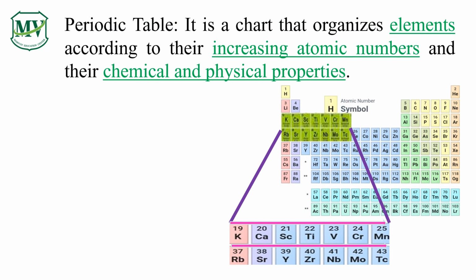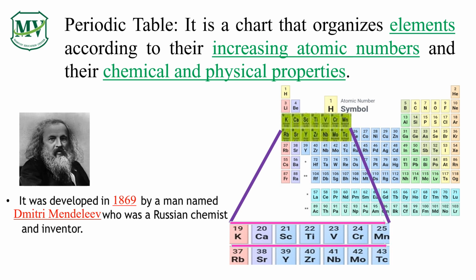What is the periodic table? Do you know when the periodic table developed and who created it? Awesome! The periodic table is a chart that organizes elements according to their increasing atomic numbers and their chemical and physical properties. It was developed in 1869 by a man named Dmitry Mendeleev, who was a Russian chemist and inventor.